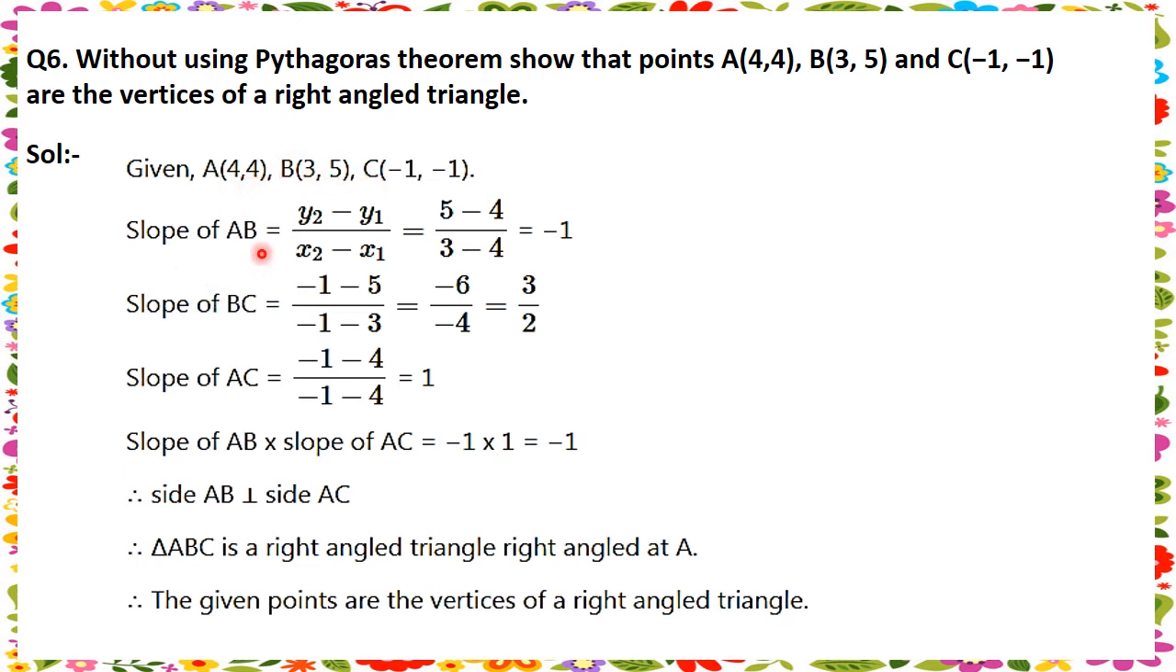So slope of AB using (y2 minus y1) upon (x2 minus x1), we will get minus 1. Slope of BC as 3 upon 2 and slope of AC as 1. Now consider the slope of AB and AC. If you find the product of these two slopes, you will get minus 1. This means the sides AB and AC are perpendicular to each other. It means triangle ABC is a right angle triangle, right angled at the common point of these sides, A. Therefore, the given points are the vertices of a right angled triangle.